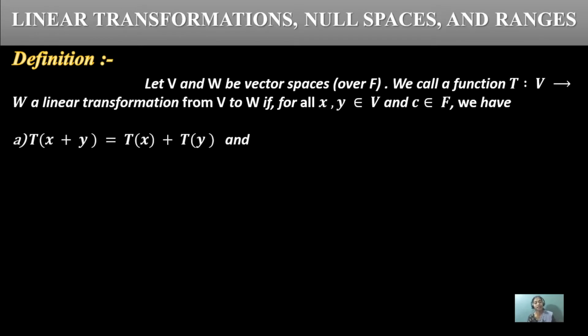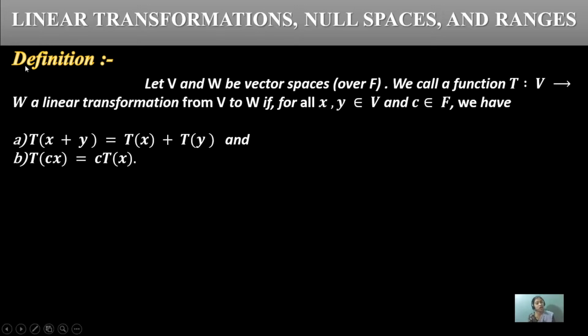You know that V is a vector space, but in a linear transformation, two vector spaces will be involved. Let V and W be vector spaces over the field F. A function T from V to W is called a linear transformation from V to W. First of all, we consider W. For all x, y that are elements of V and c an element of F, we consider two conditions.